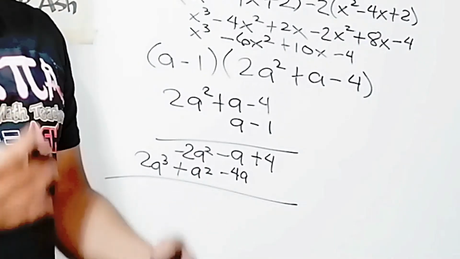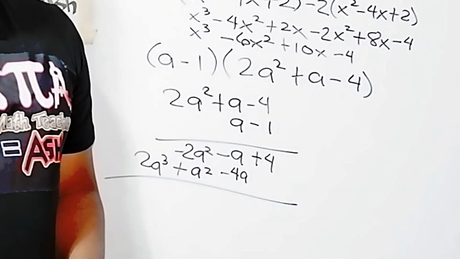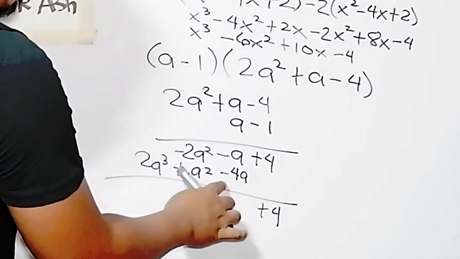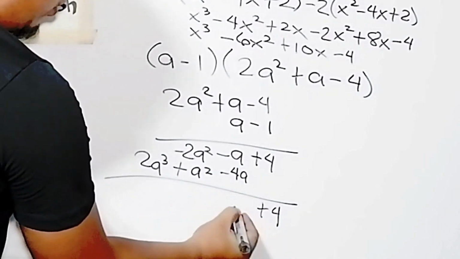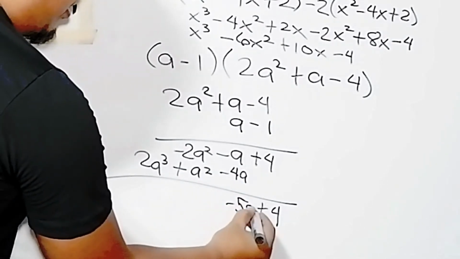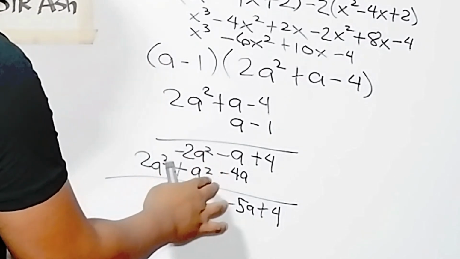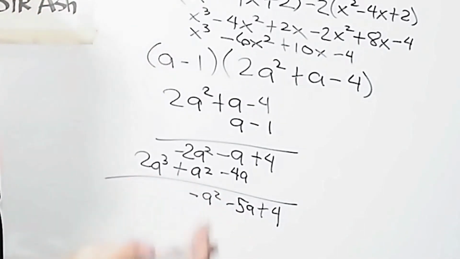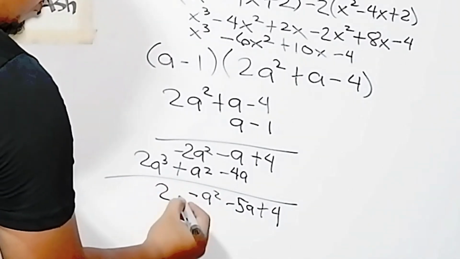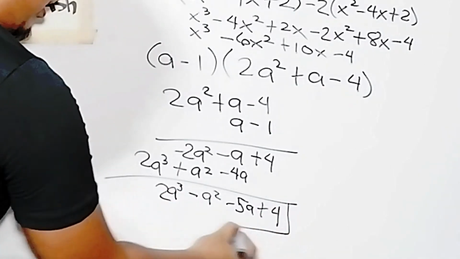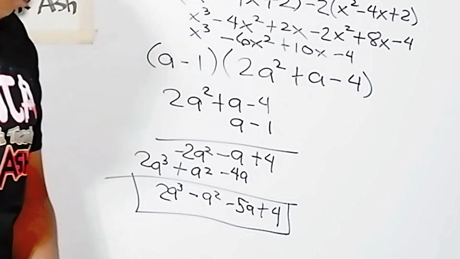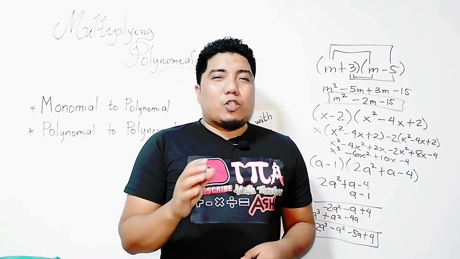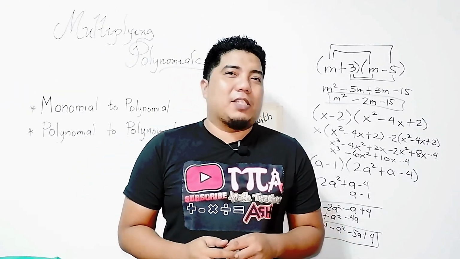And what we'll do is we just apply what we know in adding numbers. So, you bring down the positive 4, and then negative a plus negative 4a, that will give you negative 5a. And then we have here negative 2a plus a squared, that will give you negative a squared, because they are unlike signs. And finally, you just bring down 2a cubed. And this will be your final answer: 2a cubed minus a squared minus 5a plus 4. Easy, right? So, I hope you have learned how to multiply polynomials, my dear math learners.